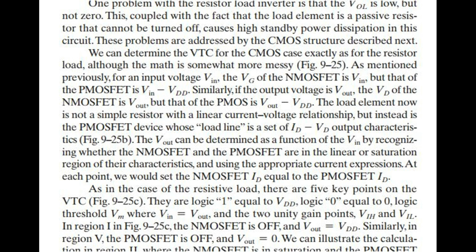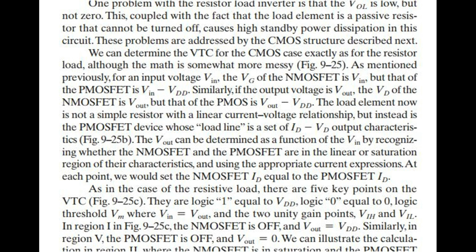The VOUT can be determined as a function of the VIN by recognizing whether the N-channel MOSFET and the P-channel MOSFET are in the linear or saturation region of their characteristics, and using the appropriate current expressions. At each point, we would set the N-channel metal oxide semiconductor field effect transistor drain current equal to the P-channel metal oxide semiconductor field effect transistor drain current.